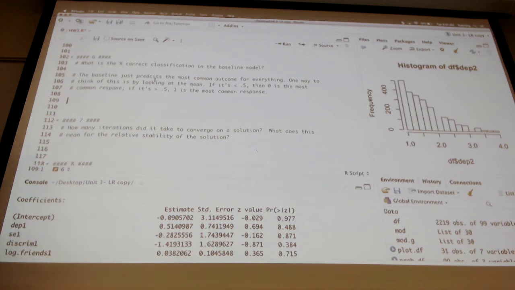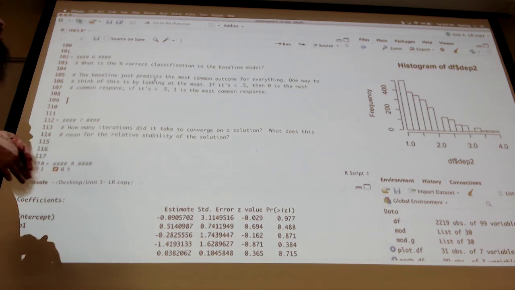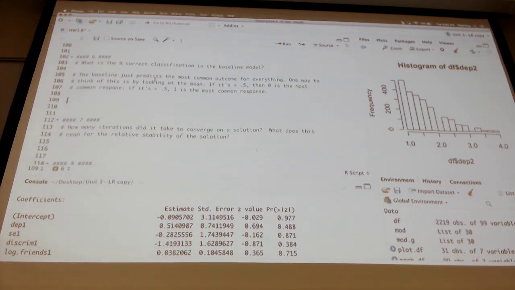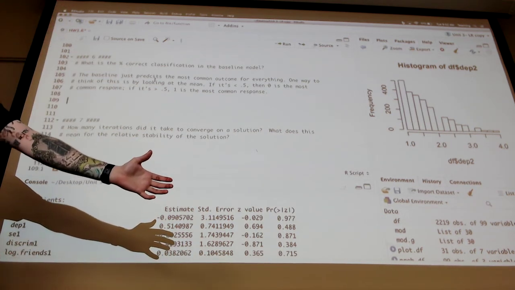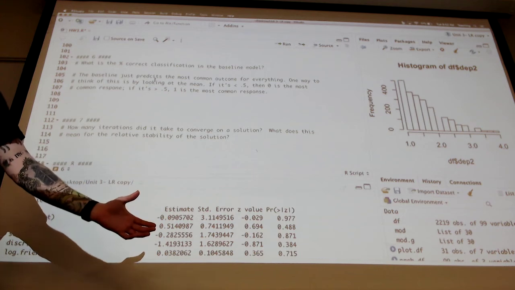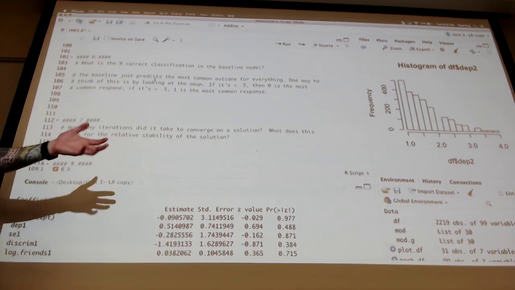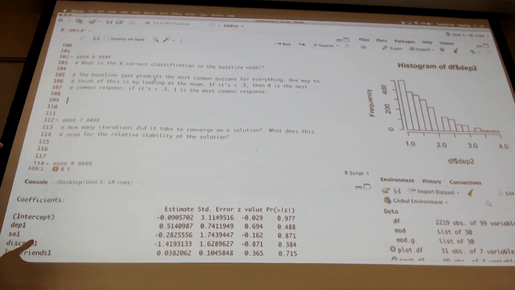All right, so we've now checked our assumptions, everything's looking good, and it's time to start moving into some interpretation. The first question asks, what is the percent correct classification on the baseline model? That's asking, on the baseline model, this logistic regression makes predictions about whether somebody is a 0, with low depression at time 2, or a 1, they have high depression at time 2. What percentage of the time is the baseline model correct?